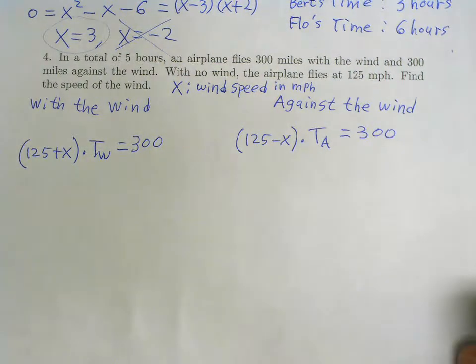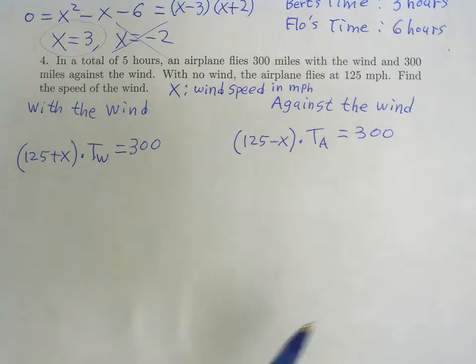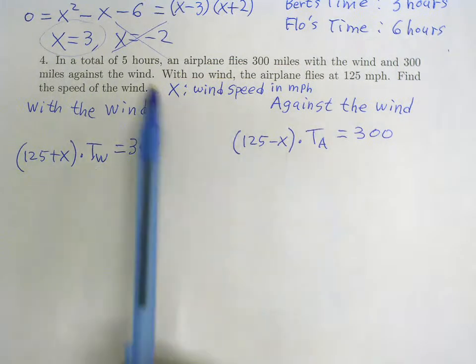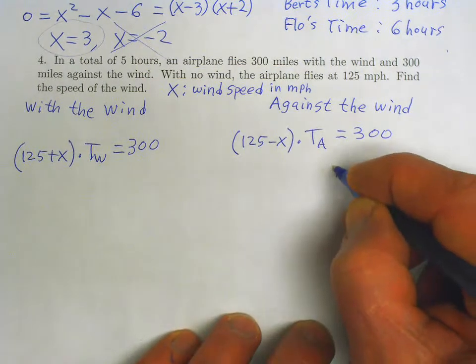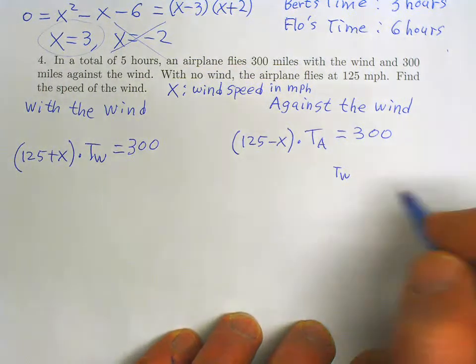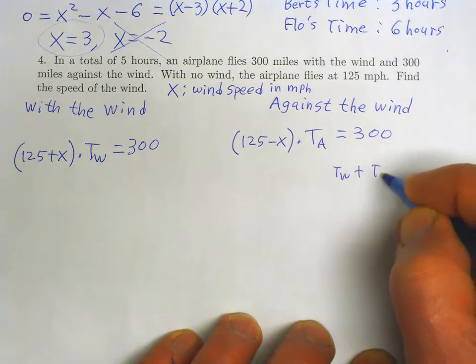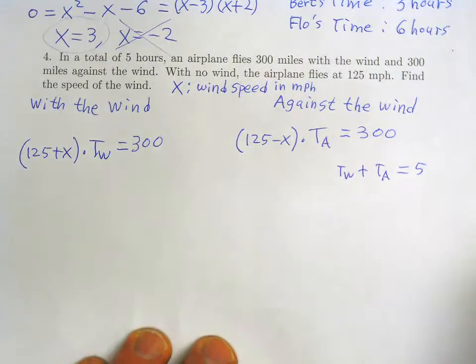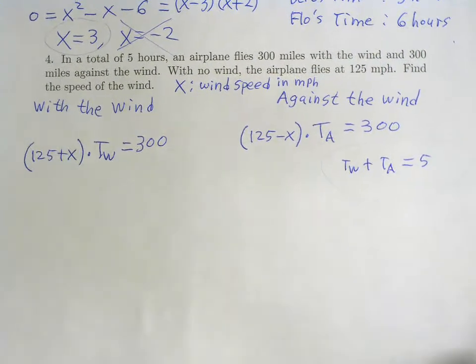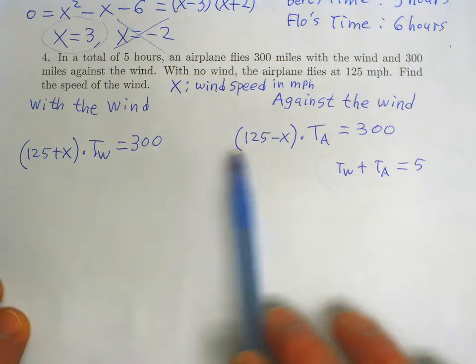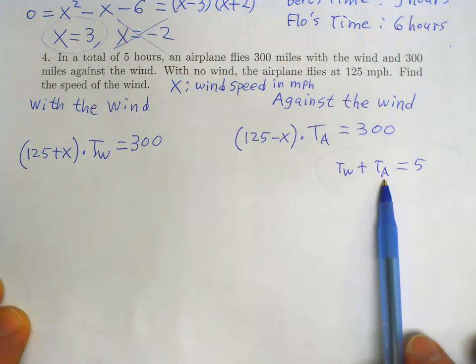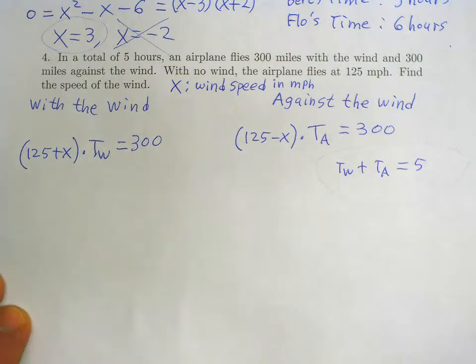Okay, then all of the observations are important, but a really important observation is that the total amount of time is 5 hours. So in other words, the time to fly 300 miles with the wind plus the amount of time to fly 300 miles against the wind is a total of 5 hours. So that is also equally important to observe. So what we do is solve each of these two equations for time, substitute those quantities into this equation, and then proceed to solve for x.